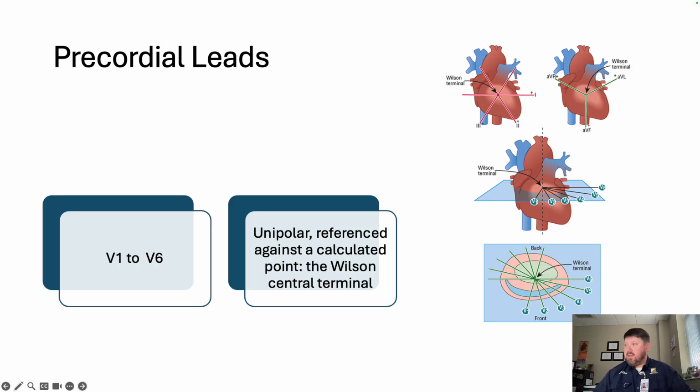All right, so this again just is another view. So the negative itself actually is going to be at the cross point of Einthoven's triangle or the hexaxial reference system, and they form what's called Wilson's terminal. So all 6 of these leads are going to have the same negative, which is from the dead center of the heart, and that's called Wilson's central terminal.